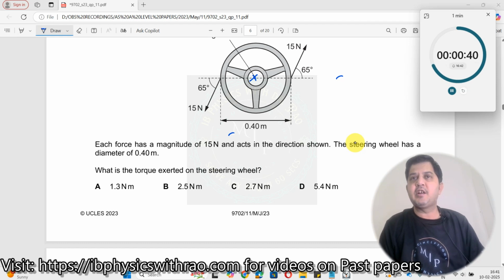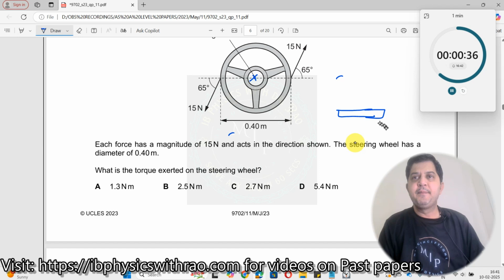How do you calculate the torque? Torque is nothing but, if you have a rod, for example, like this, and you apply a force like this, then this force multiplied by the perpendicular distance with respect to the pivot, which makes it rotate like this, is your torque. Now, there is no perpendicular force acting here, but there is a force acting obliquely in this direction.